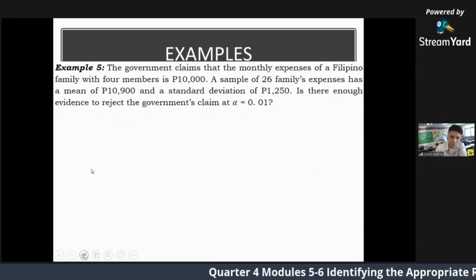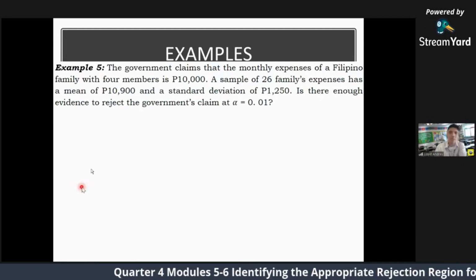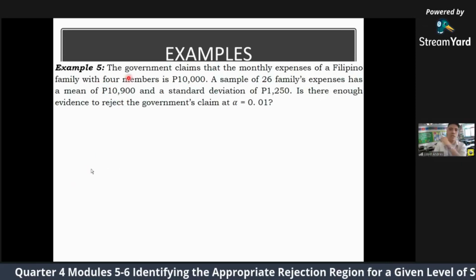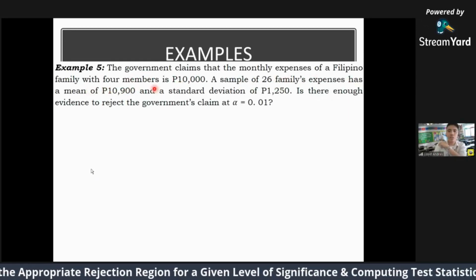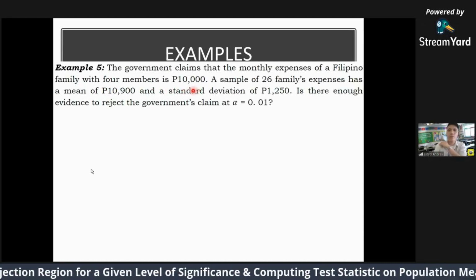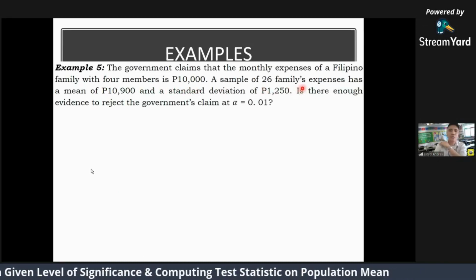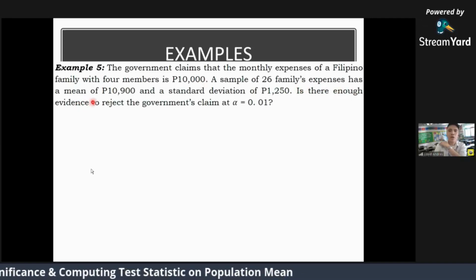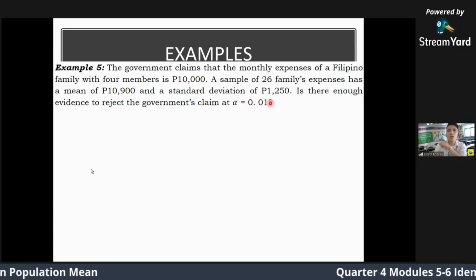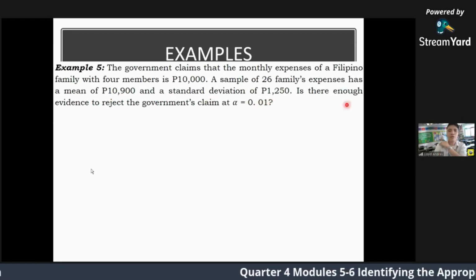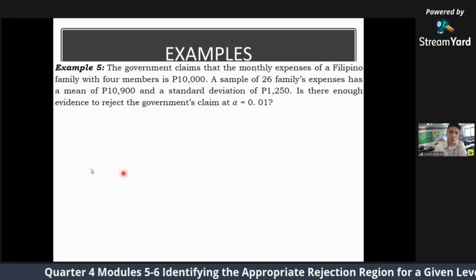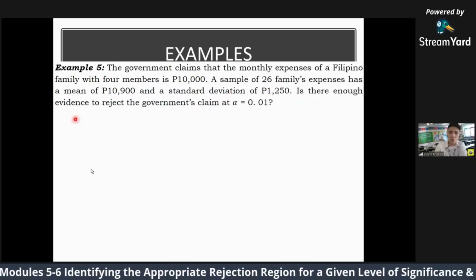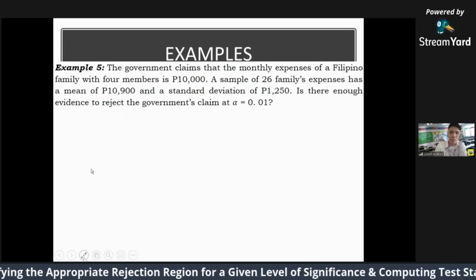Lastly, the last example. The government claims that the monthly expenses of a Filipino family with 4 members is 10,000 pesos. A sample of 26 families' expenses has a mean of 10,900 pesos and a standard deviation of 1,250 pesos. Is there enough evidence to reject the government's claim at alpha equals 0.01? We will not answer this directly. Our goal is only to determine the test statistic.